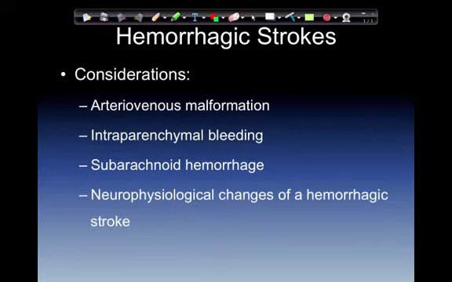Intraparenchymal bleeding is bleeding directly into the brain tissue itself. So this is in all the nooks and crannies. And then we have neurophysiological changes. Hematomas act like a space-occupying lesion. Now, what that means is as that hematoma increases, it's going to apply more pressure intracranially. It exerts pressure onto the adjacent delicate brain tissues, crushing those tissues as well as compressing adjacent structures.